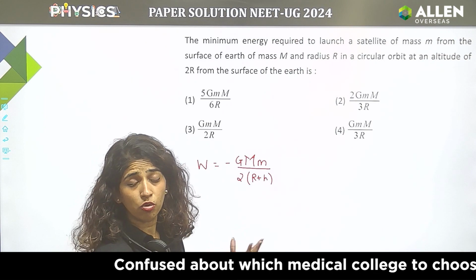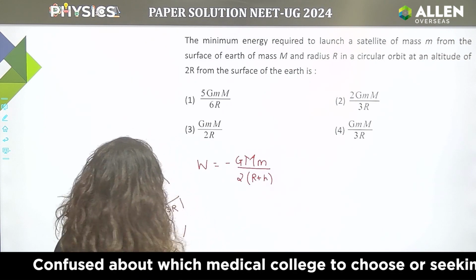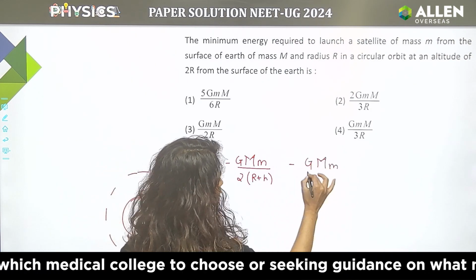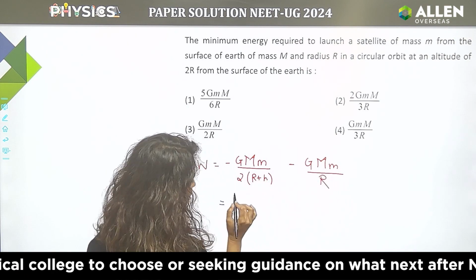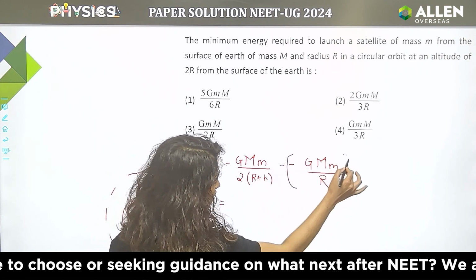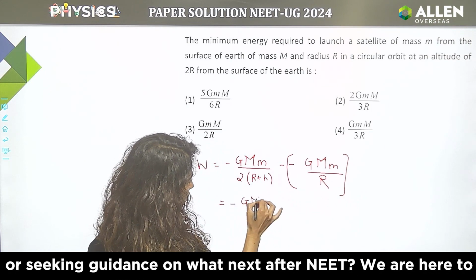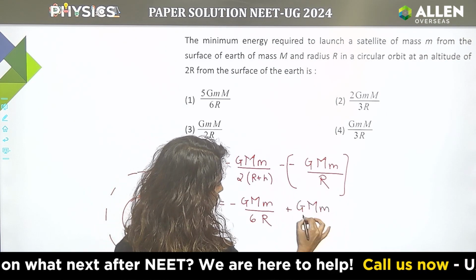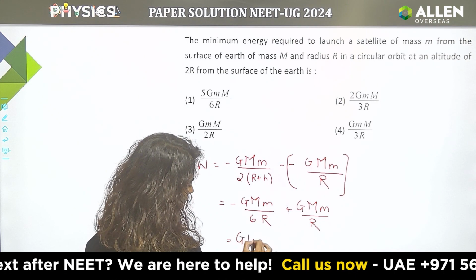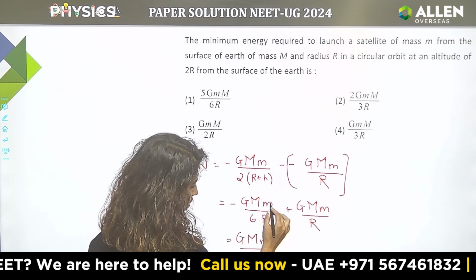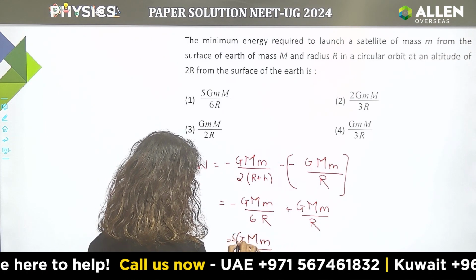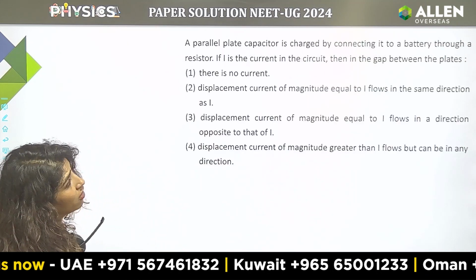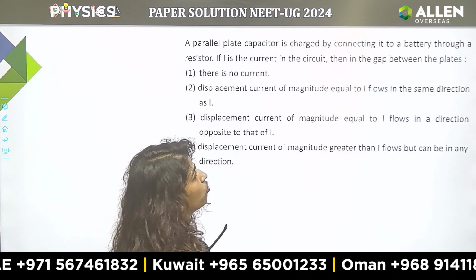Now why are we using 2? Because it's already in the orbit, whereas initially it was at rest. Because it was at rest, its initial potential energy can be written as minus GMm upon r. So using this formula, this is minus of minus this, I'll end up getting GMm upon 6r plus GMm upon r. So GMm comes common, you'll get the answer as 1 minus 1 by 6, which is 5 by 6. Option 1 here.